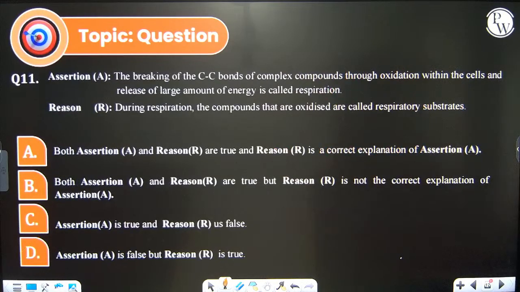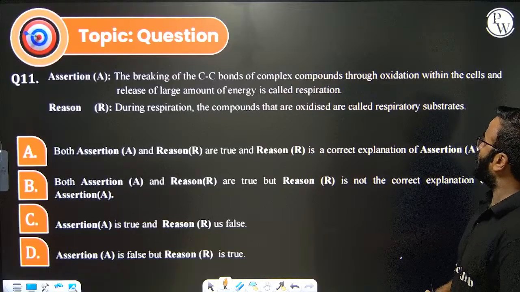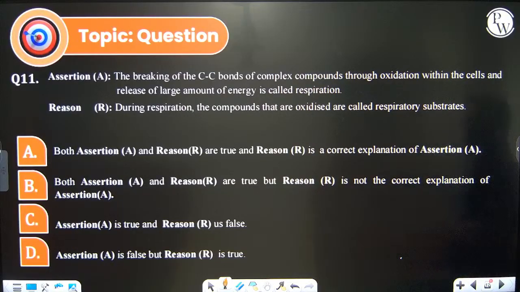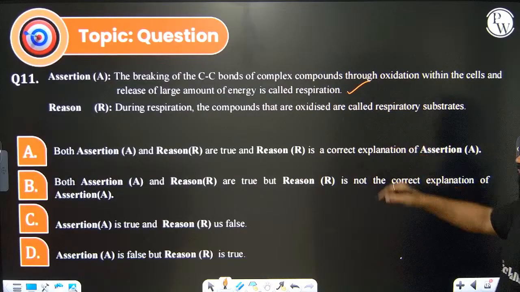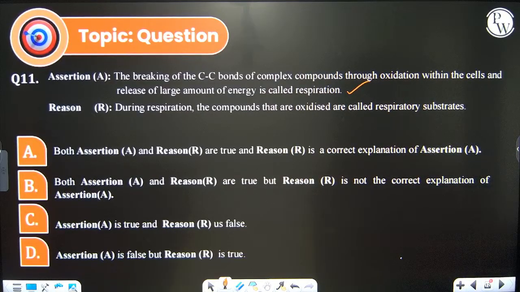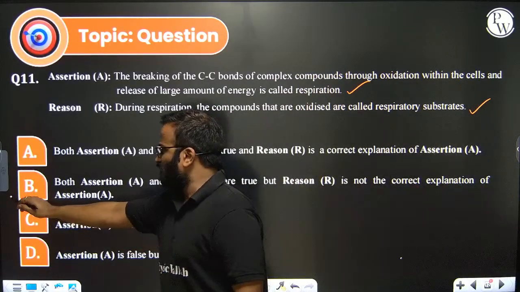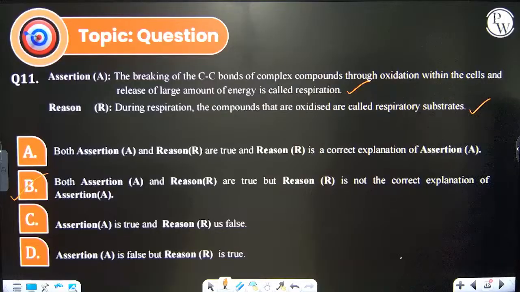Next, let's see the 11th question. The breaking of C to C bonds of complex compounds through oxidation within the cells and release large amount of energy is called as respiration, which is true. During respiration, the compounds that are oxidized are called as respiratory substrate, which is true, but it is not explaining. So I'll go with B as the answer.